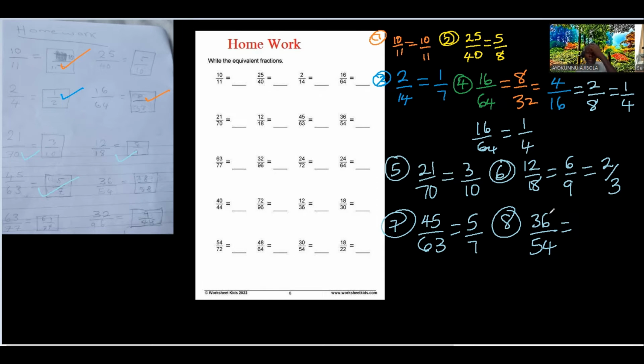We can use 18 to divide them, okay? So 18 in 36 is 2, 18 in 54 is 3. But if you don't use 18, you're going to use 2, and that will be 18. 2 in 36 is 18, and 2 here is 27, not 28. That's the only reason why you missed this, okay?